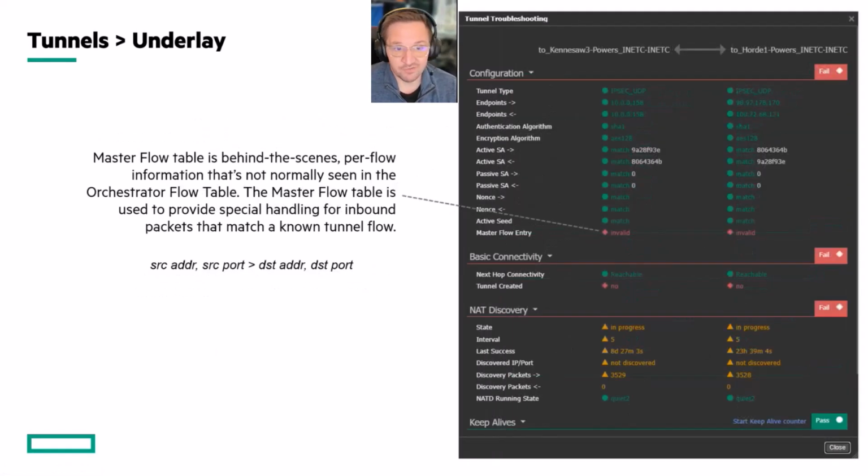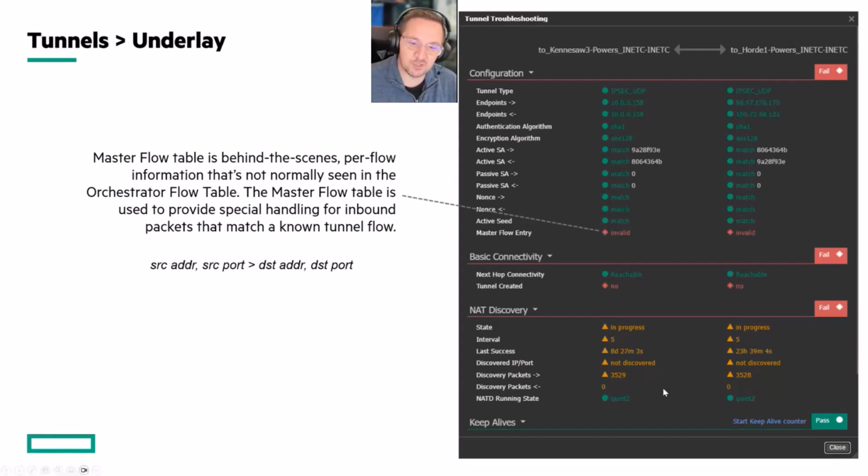Now there are a bunch of situations in which things won't all be green. One condition that's quite common, you'll see a master flow entry will say invalid. This is not the problem, but more like an indicator of some other problem that resulted in the master flow entry not being created correctly or being invalid. The master flow table is, if you ever wonder, like, why can't I see the actual tunnel flows in the flow table? If you ever noticed that, right?